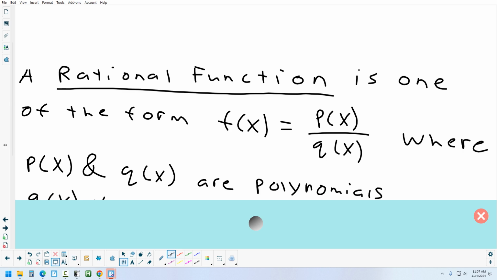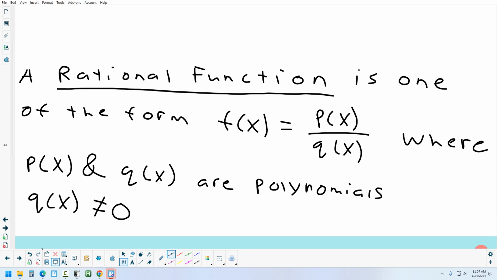The only polynomial you are not allowed in the bottom would be 0, because you can never have 0 in the bottom of a fraction.